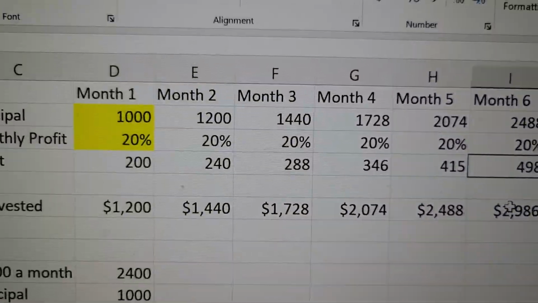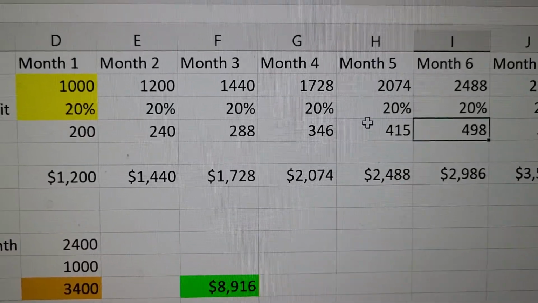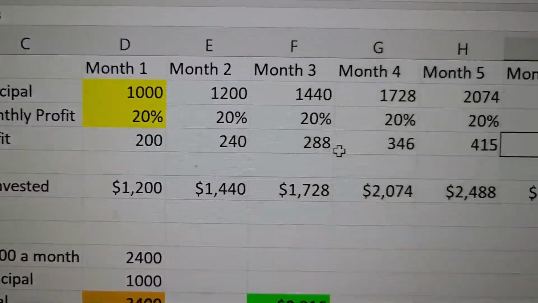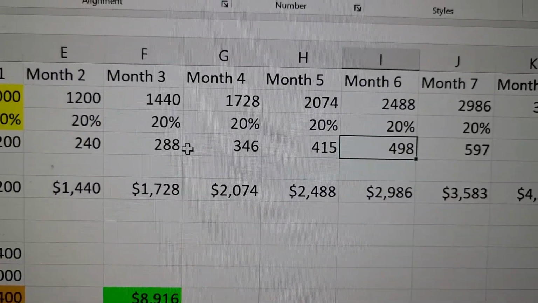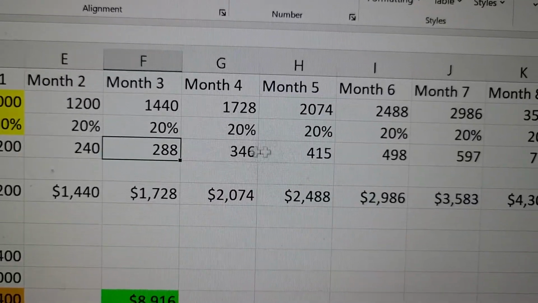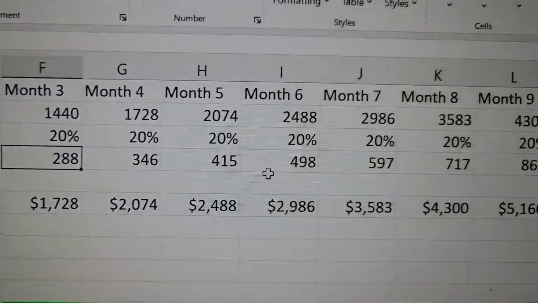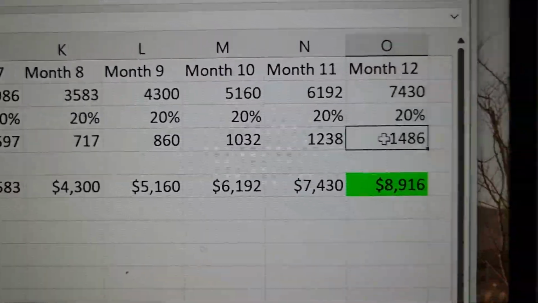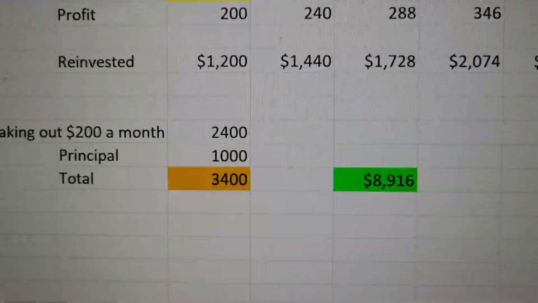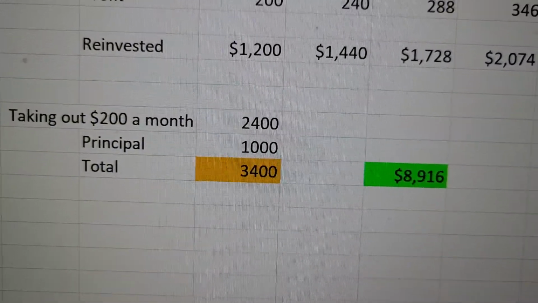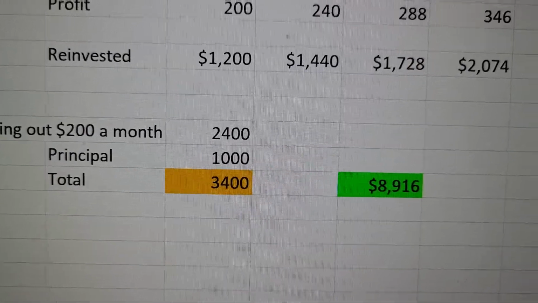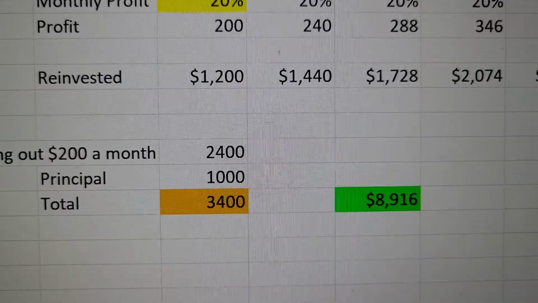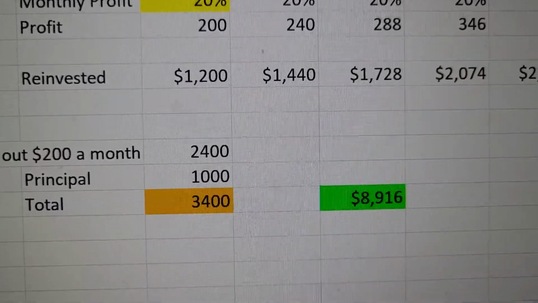If you know me, my sweet spot's between $300 and $500. So check this out. If you had 1,000 at 20%, basically by month 3 through 6, you're making between $300 and $500 a month. Now, obviously, by the end of the year, you've got 8,9 in there, and you're literally making $1,500 a month. So that's the power of compound interest. You could either take the 200 out every single month and let the principal do what it does and walk away with 3,400 for the year, or you could reinvest it, not touching it, and be at 8,960.